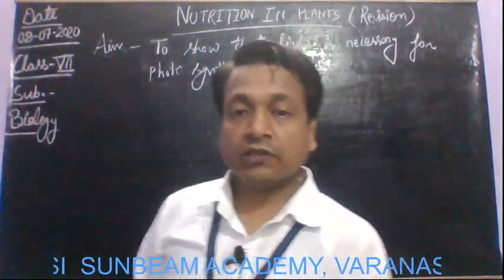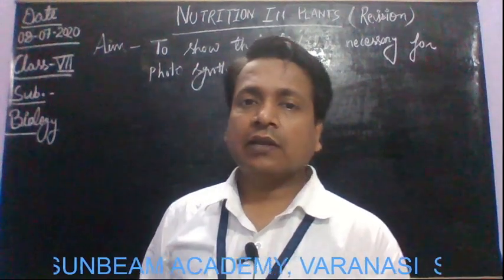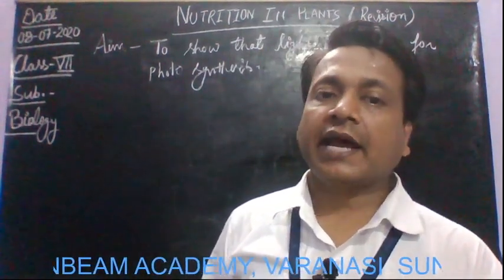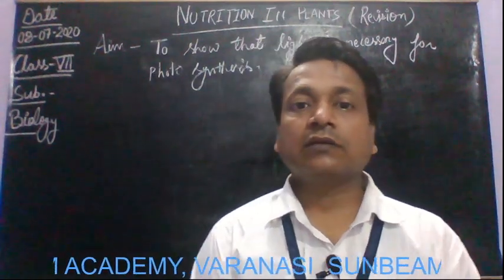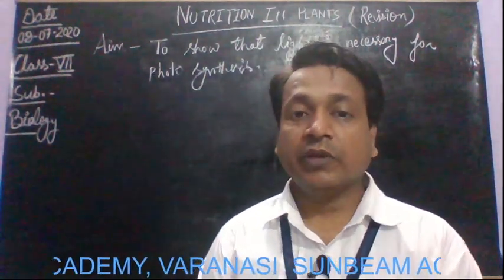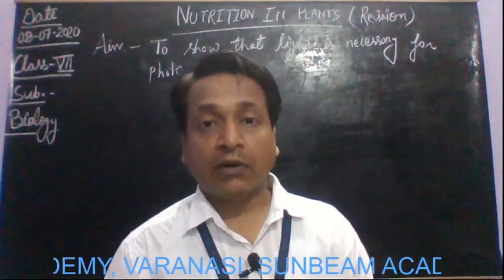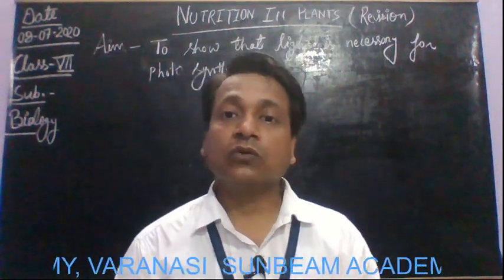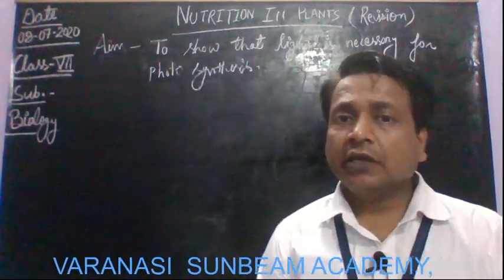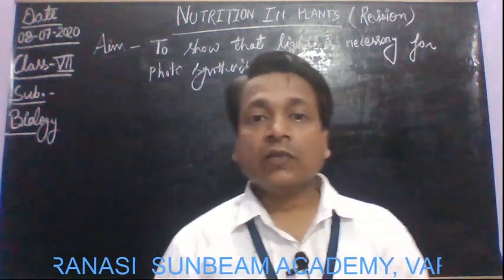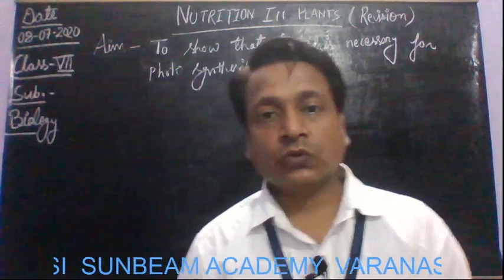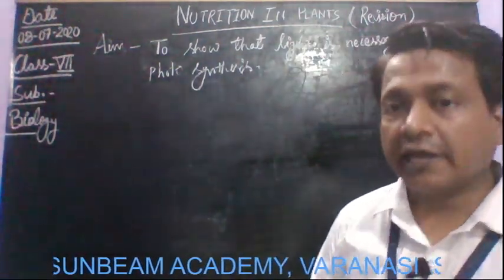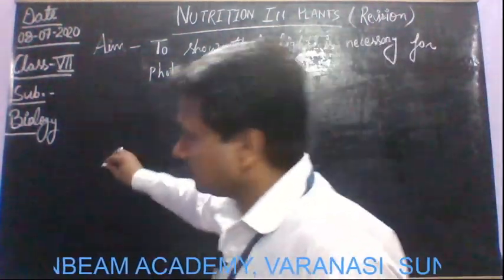Now again for this activity we require at least the same material that I told in the previous activity: a potted plant, test tube, beakers, burner, iodine solution, alcohol and all. Here we will also take a strip of black chart paper. So the procedure is, select a leaf of the plant.